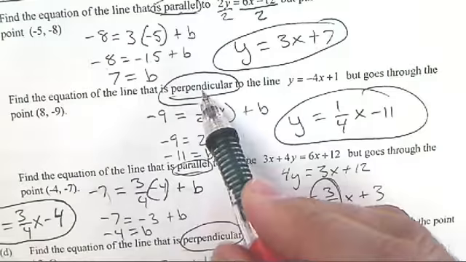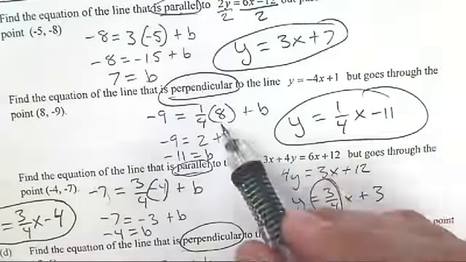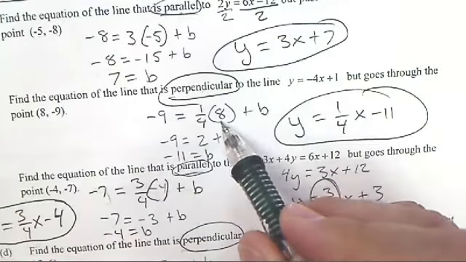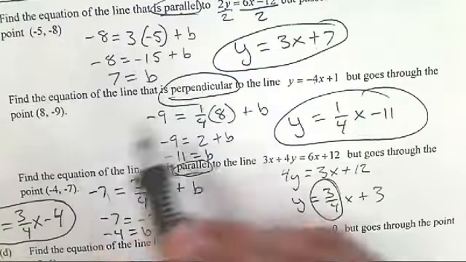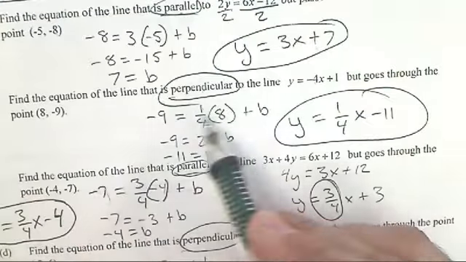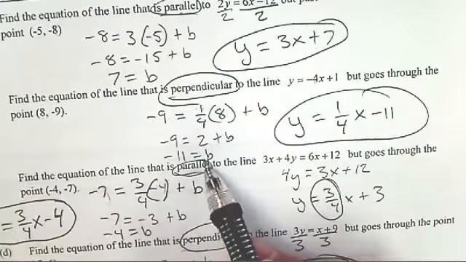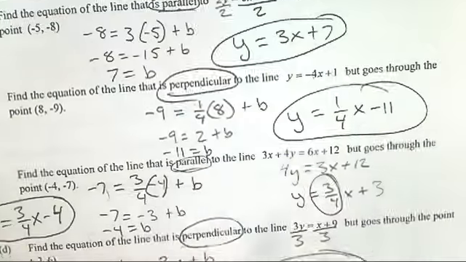Perpendicular, opposite reciprocal. The opposite reciprocal of that is 1/4. Plug in x and y. Multiply, divide. Subtract 2 from both sides.